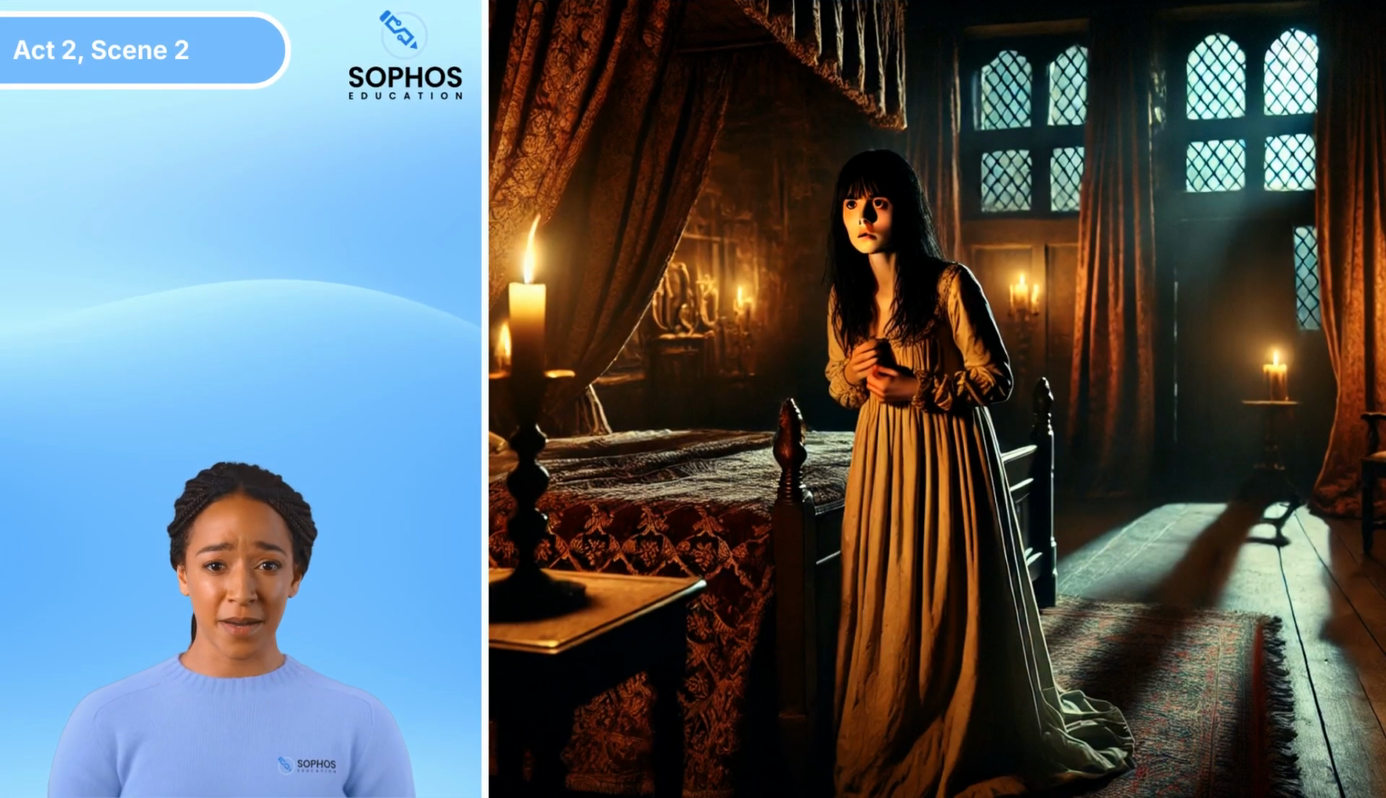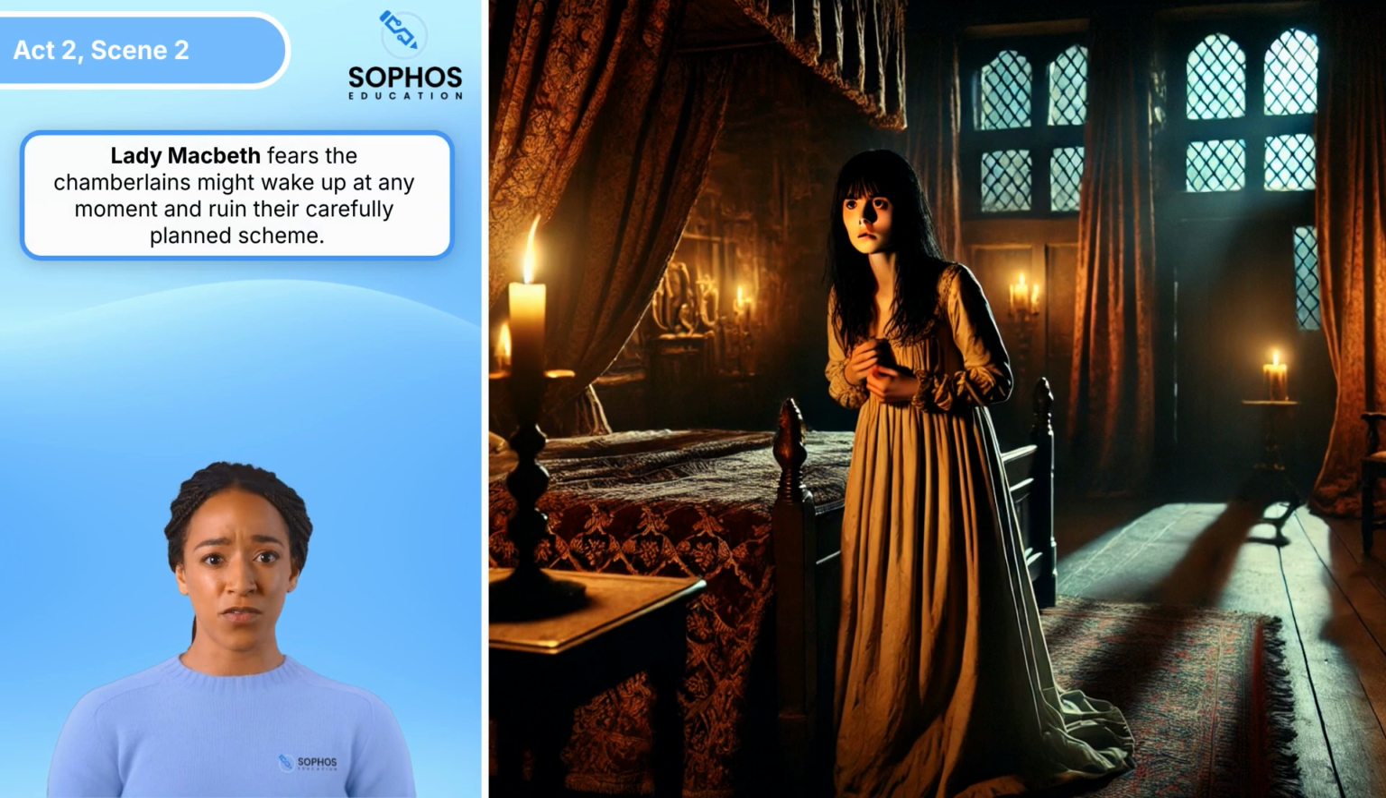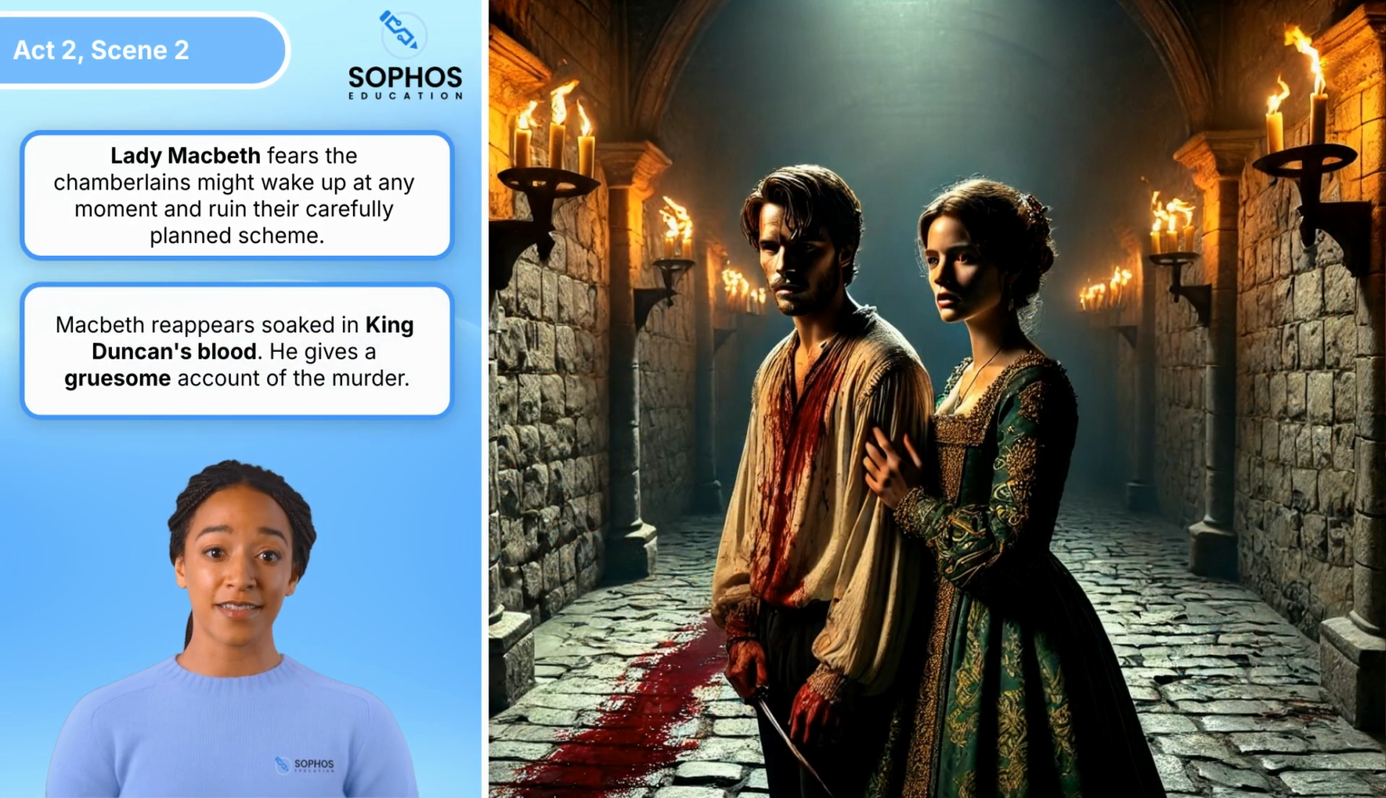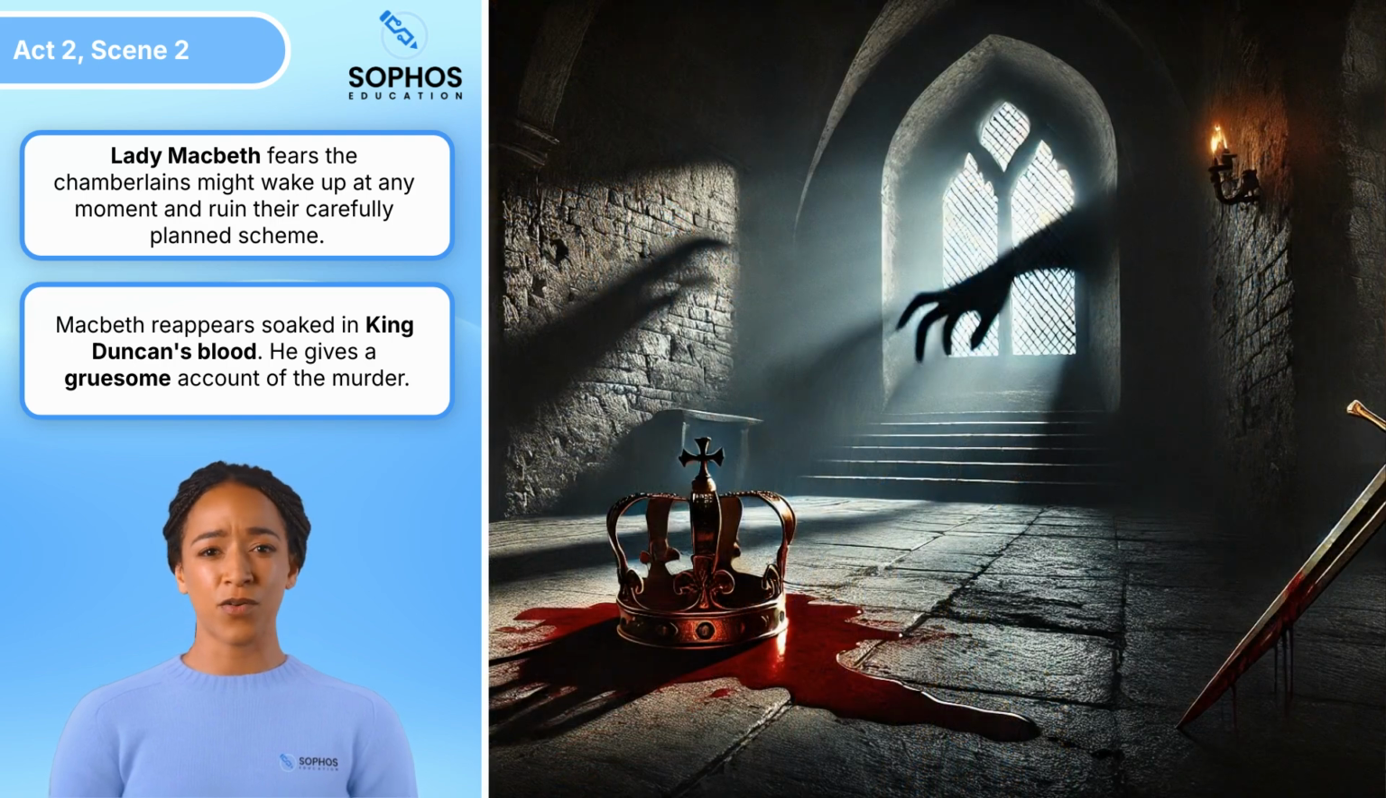Meanwhile, Lady Macbeth appears, her mind racked with thoughts of the ongoing heinous act. She fears the Chamberlains, an old-fashioned word for house manager, might wake up at any moment and ruin their carefully planned scheme. Macbeth then reappears, his hands a telling tale of the deed done, soaked in King Duncan's blood. He gives a gruesome account of the murder, mentioning a haunting voice that foretells sleepless nights ahead.